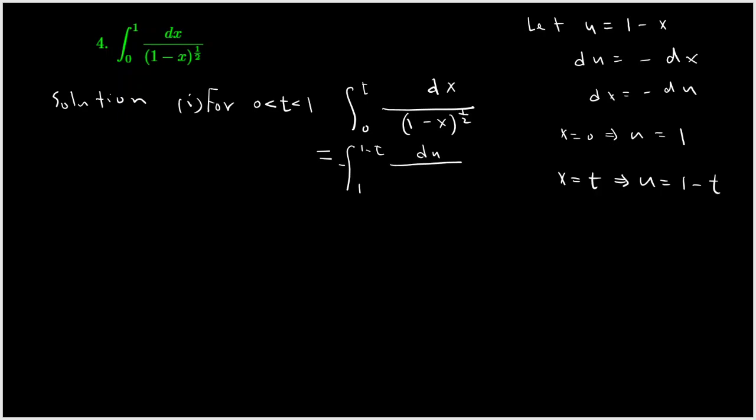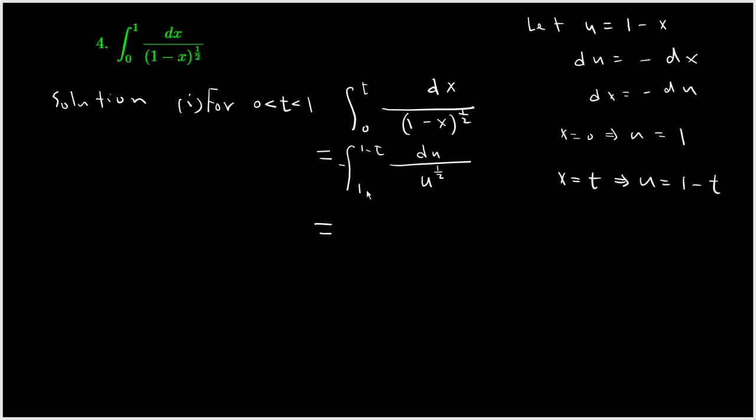You see that, right? And then on the denominator you have 1 minus x, which is u, of course. You have u to the power of 1/2. Okay. I'm going to get a little bit more organized before we get the antiderivative and so on, okay?